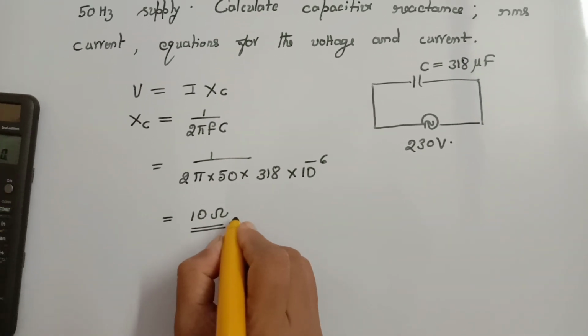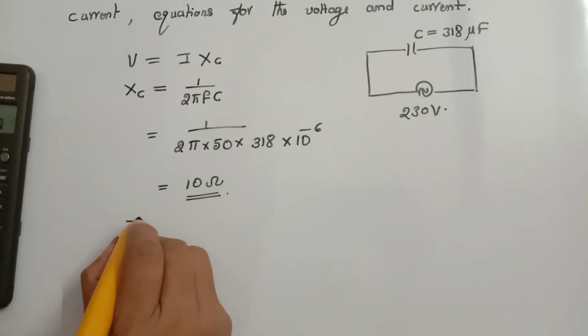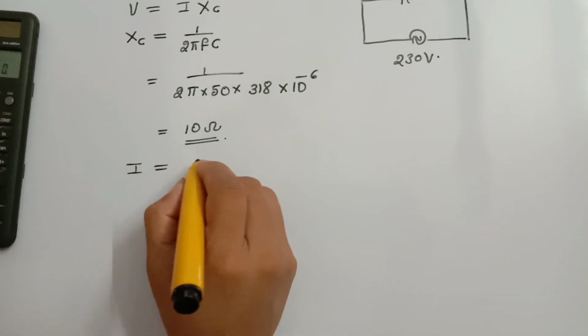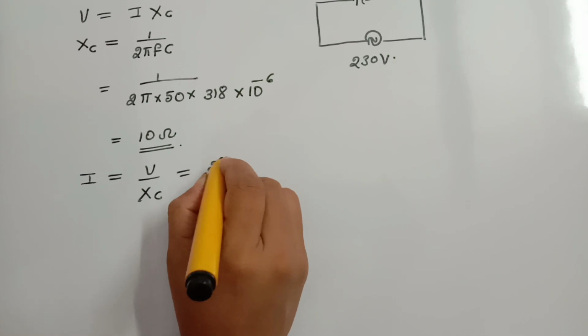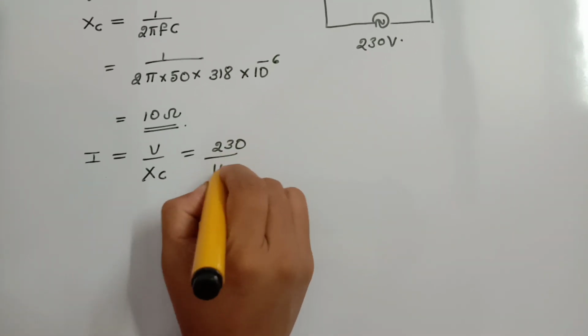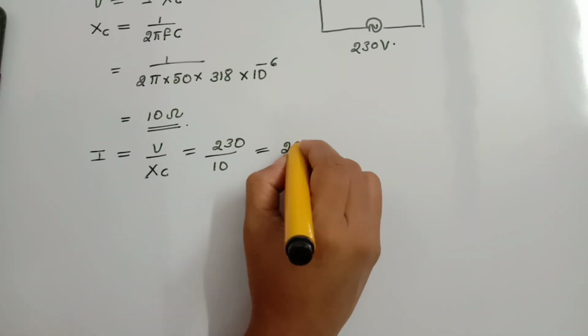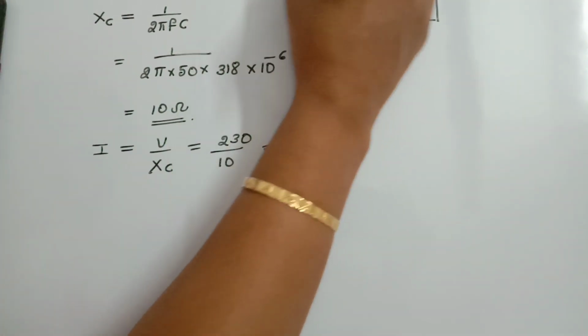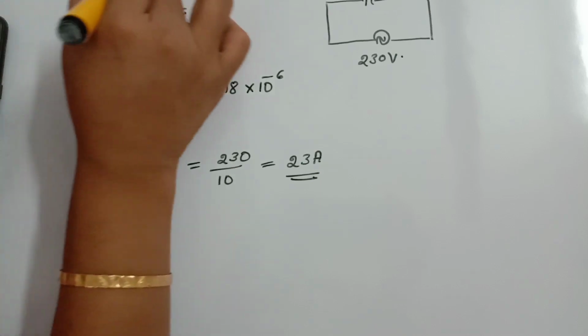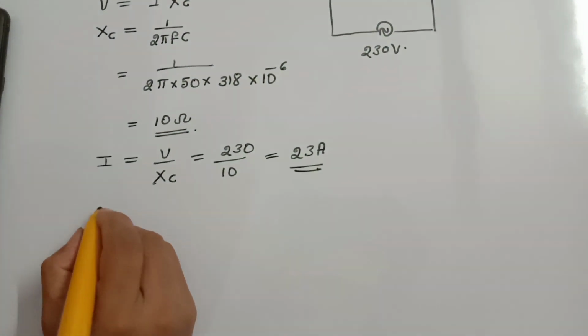Now once reactance is known, we can find out the current using the relation I = V/Xc. V is 230 volt, Xc is 10, so we'll get 23 amps. So we got capacitive reactance and the RMS value of current. Now we need equation for voltage and current.